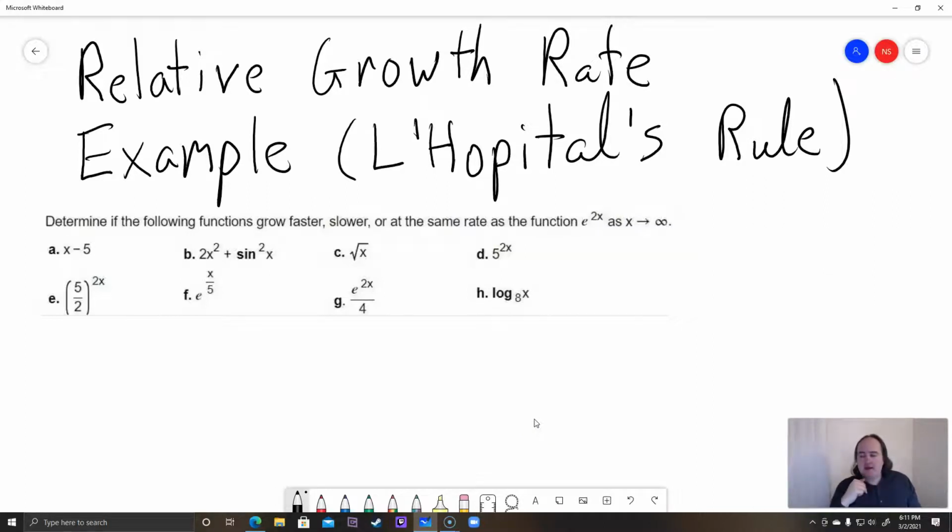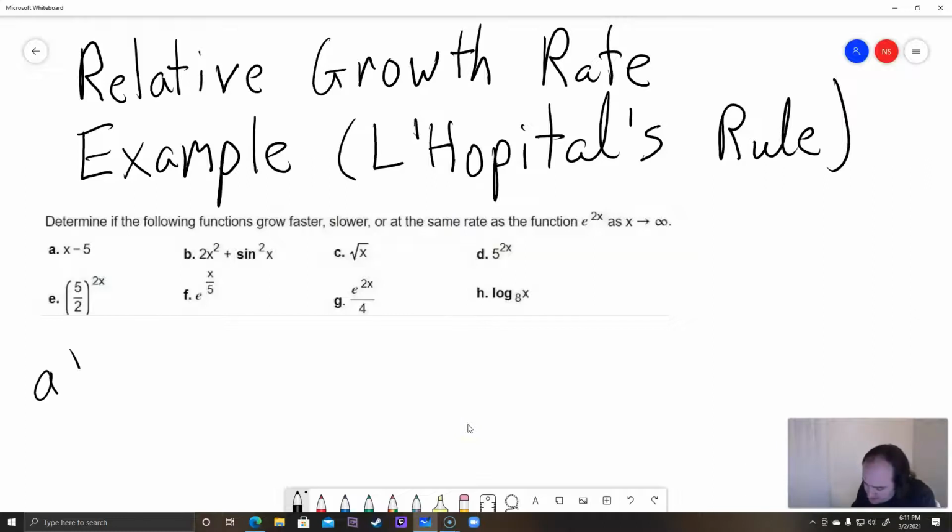So the basic idea is you write this as a fraction, and then you turn it into an infinite limit. And if the numerator is growing faster than the denominator, the value of the limit will be infinity. Whereas if it's growing at the same rate, it will be a constant other than 0. And then if it's growing slower, it'll be 0. Okay? So let's go ahead and start with part A.